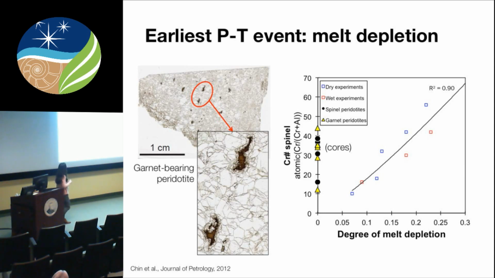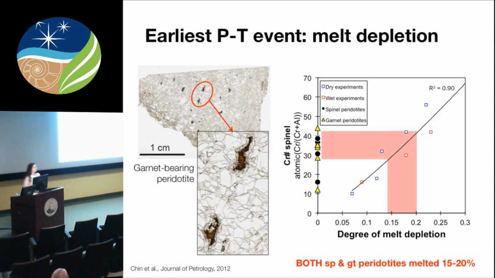And we can plot our natural peridotite chrome spinel data on here. In yellow are these garnet peridotites, and the black are the shallower spinel peridotites. And then we can essentially use this empirical curve as a calibration curve to estimate the degree of melt depletion. And if we do that, we see that, interestingly, both the spinel and garnet peridotites melted roughly the same degree.